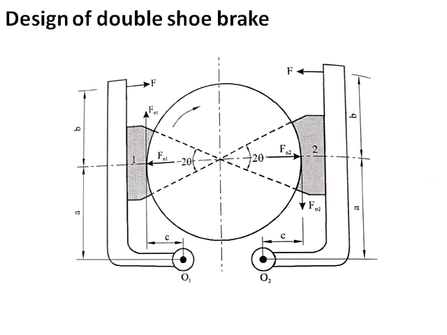Double block brake is similar to single block brake in design procedure as well as in construction, but the only difference is there will be two blocks compared to single block brake. Here two blocks are provided on either side of the drum as shown in the figure.